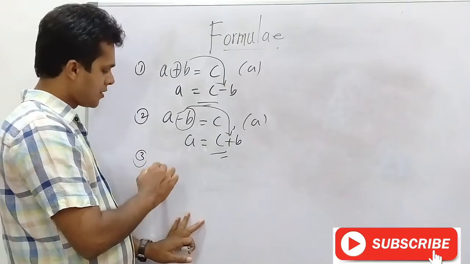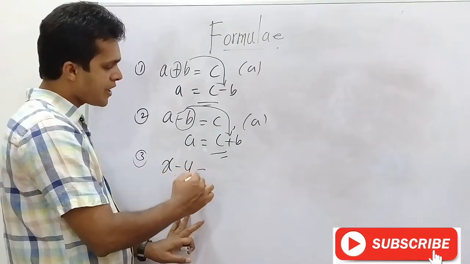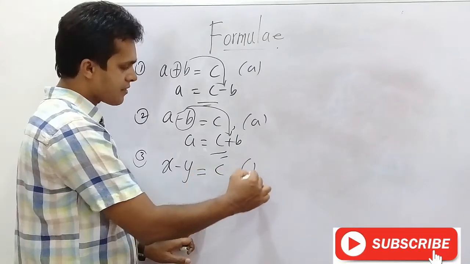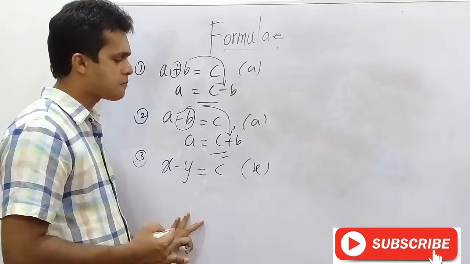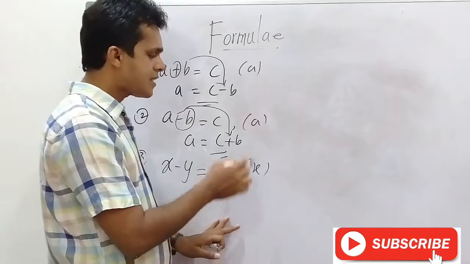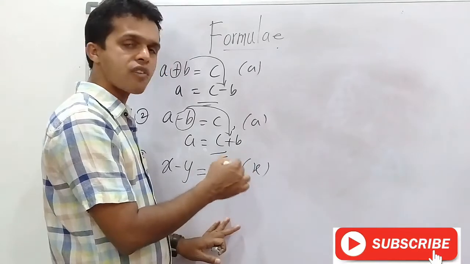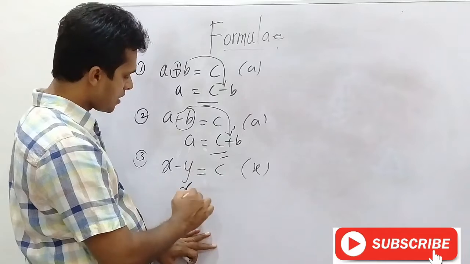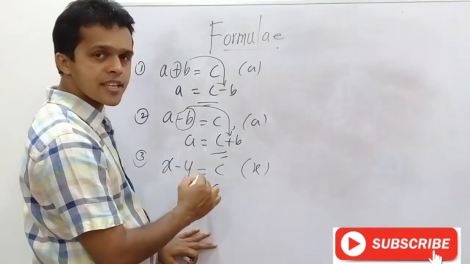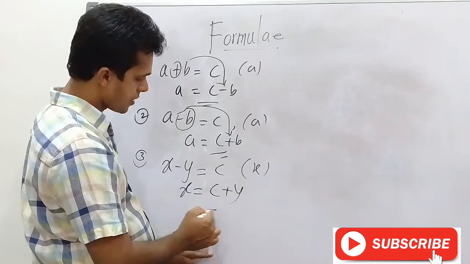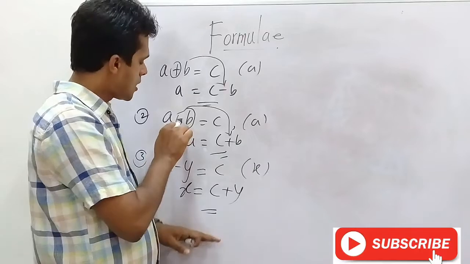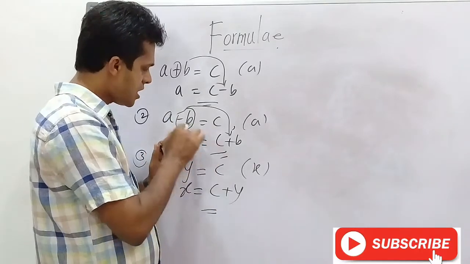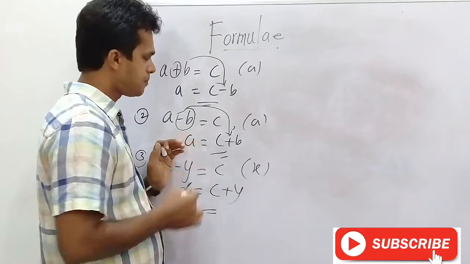This formula: X minus Y equals C. Let's write the term X as the subject of this formula. I have written the term which is to be the subject of the formula in the bracket. X equals C plus Y, minus Y becomes plus Y. You could see in this formula A minus B equals C, so A equals C plus B, minus B becomes plus B.